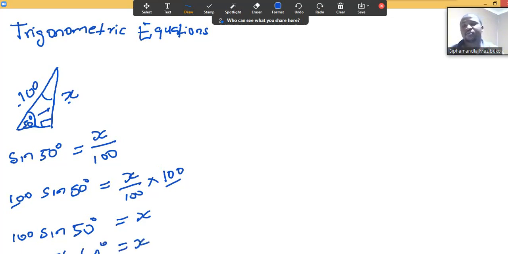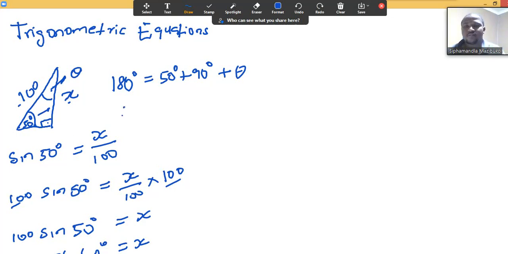Suppose we wanted to find the other angle as well. When we sum our angles, they should give us 180. So we can say 180 degrees is equal to 50 degrees plus 90 degrees plus the unknown angle, let's call it angle theta. If we're summing all three angles, they must give us 180.